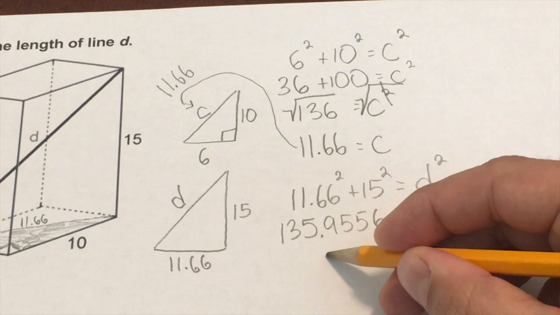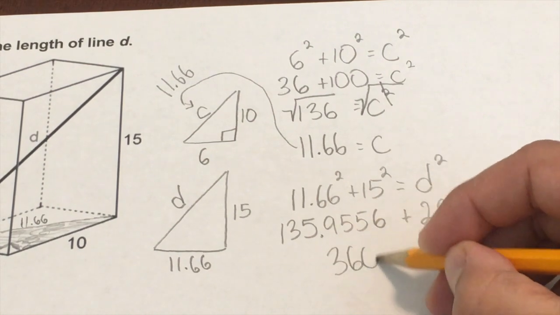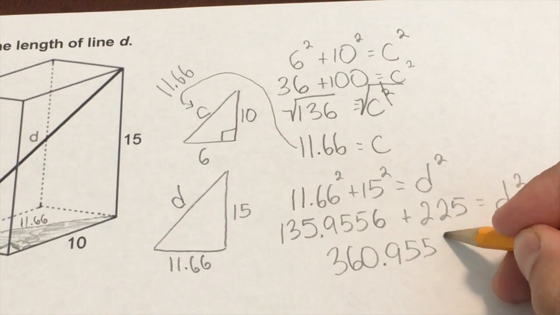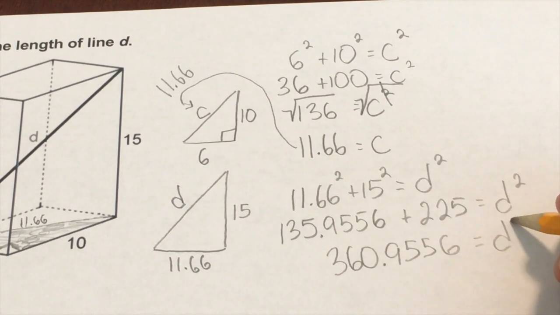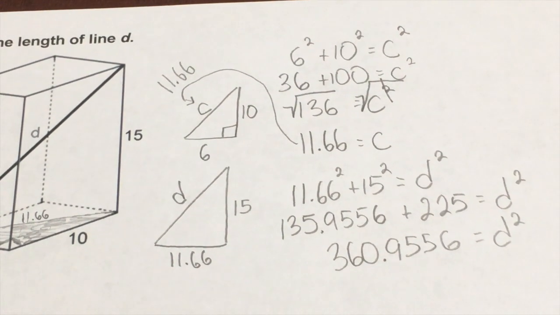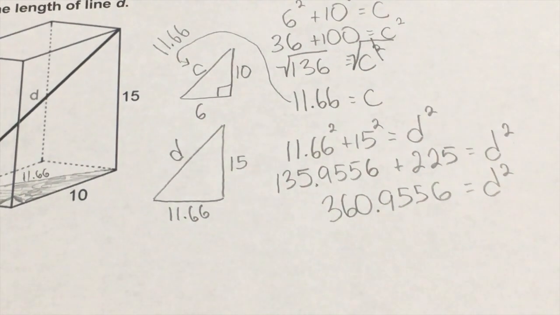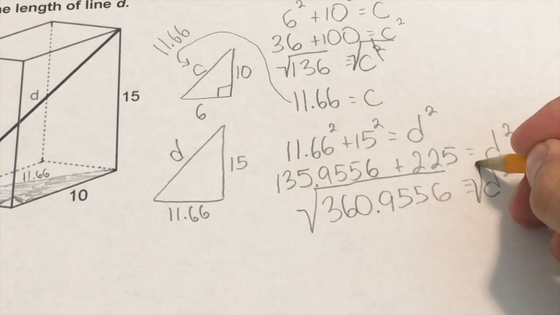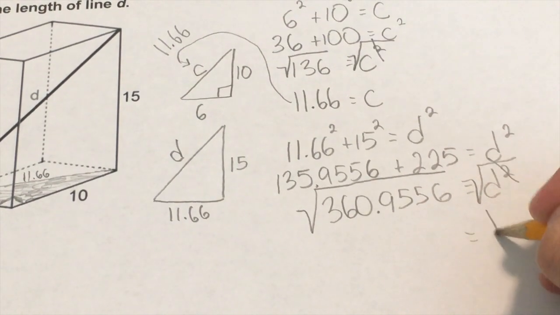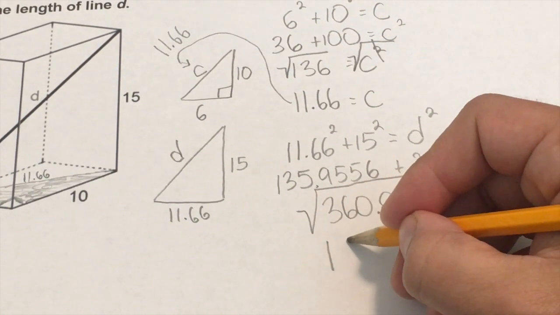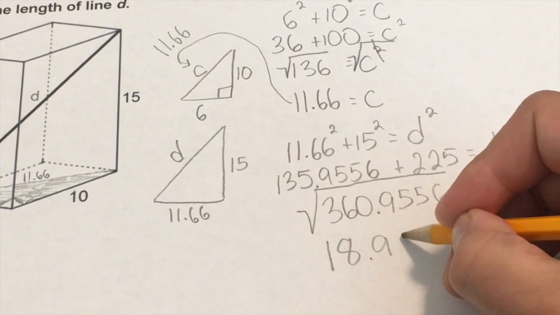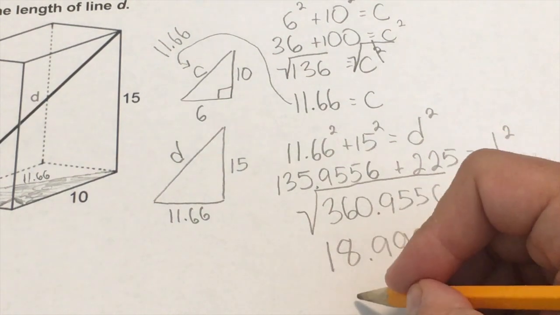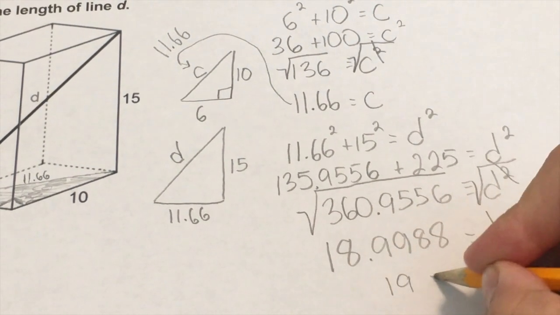Add them up, and we get 360.9556 equals D squared. At this point, we'll take the square root of both sides. D is by itself. Little calculator magic, 18.9988. Ooh, that's so close. Let's just round up to the nearest whole number. That means about 19 would be the length of that diagonal.